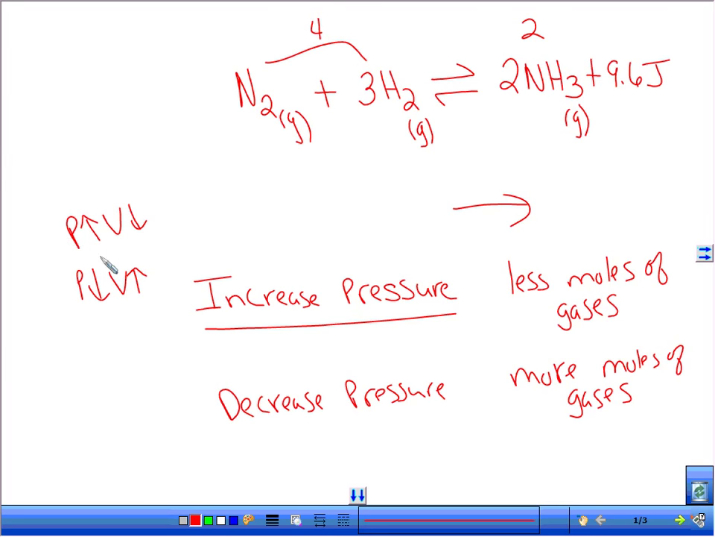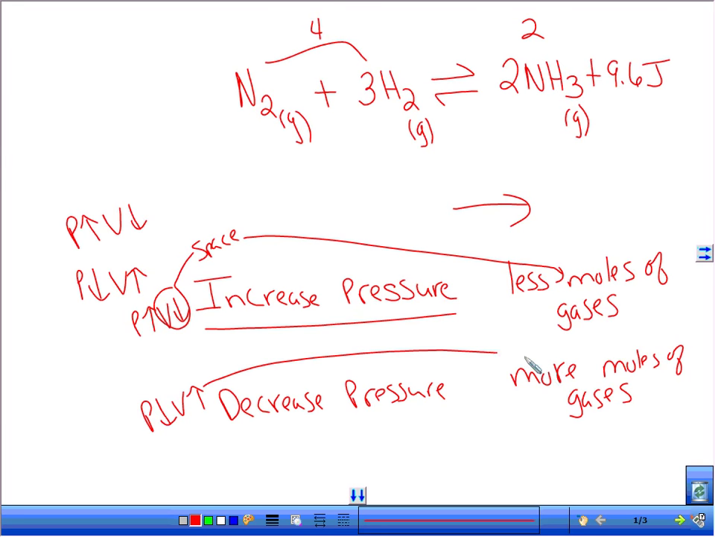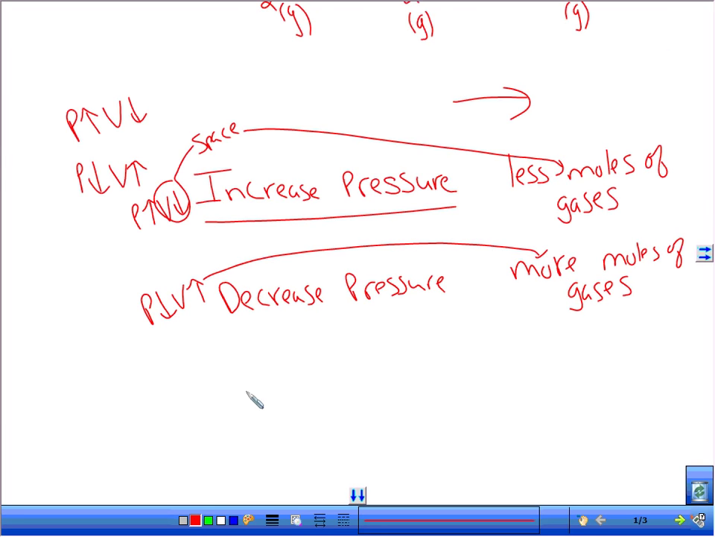If you want to think of it this way, if pressure goes up, volume goes down, and volume is space. If you get more pressure, it's got less space to deal with, and less space to deal with would be less moles. And as pressure goes down, you've got more space to deal with. If you've got more space to deal with, you can actually make more moles. So you could also look at it in terms of volume. If the volume were decreased, you're going to go to the side that has less moles.